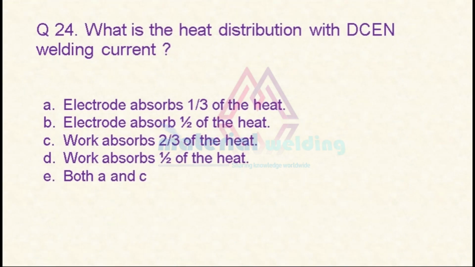Question 24. What is the heat distribution with DCEN welding current? A. Electrode absorbs 1/3 of the heat. B. Electrode absorbs 1/2 of the heat. C. Work absorbs 2/3 of the heat. D. Work absorbs 1/2 of the heat. E. Both A and C.